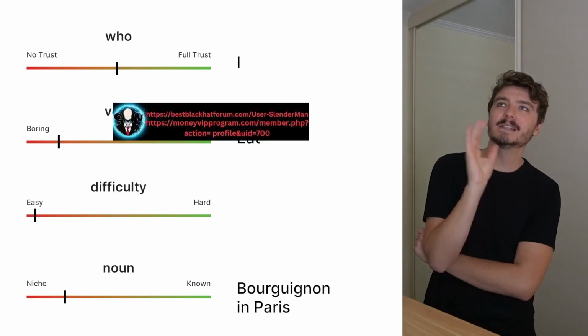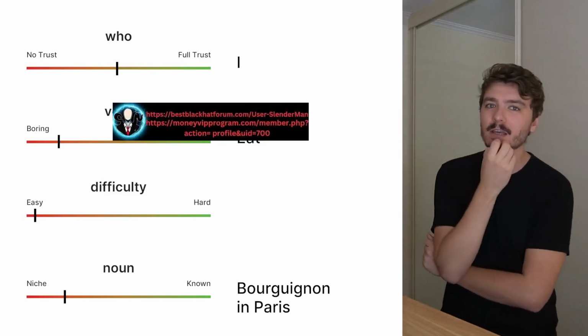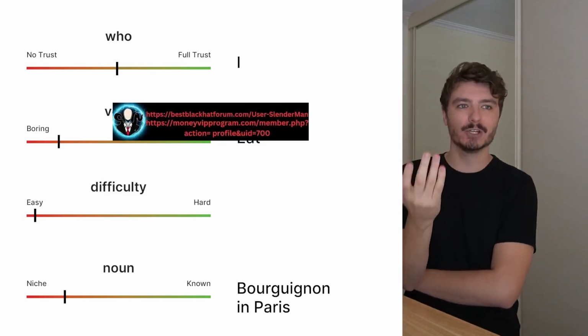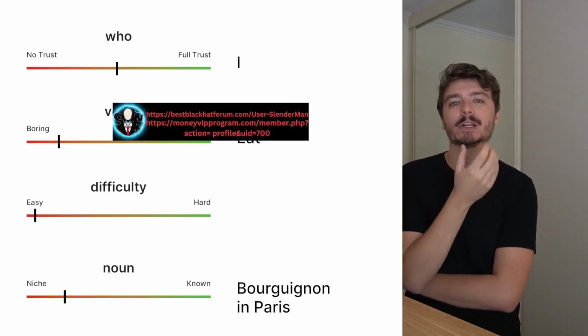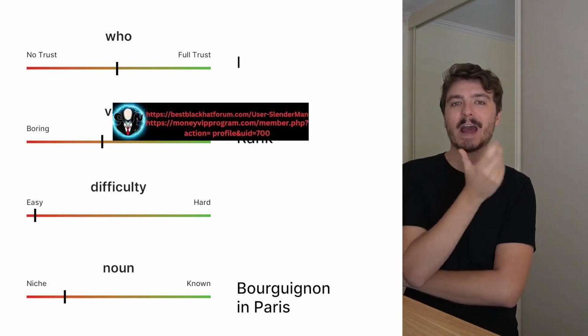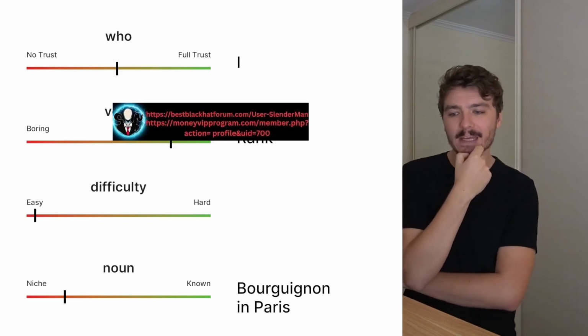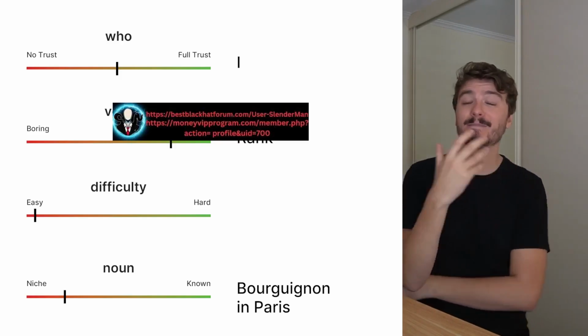All right, let's look at the verb. The verb is eat. That's kind of interesting. How could we make that more interesting? It's kind of boring, to be honest. Well, maybe it's rank. So I rank bourguignon in Paris. That's now more exciting.